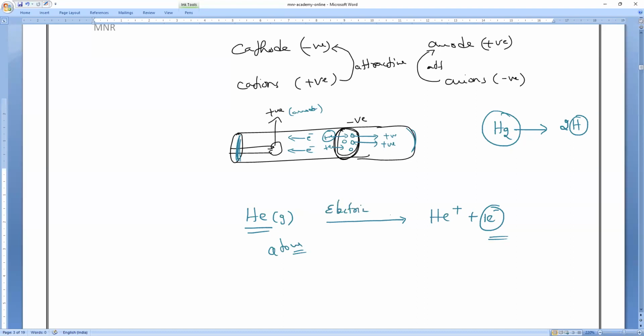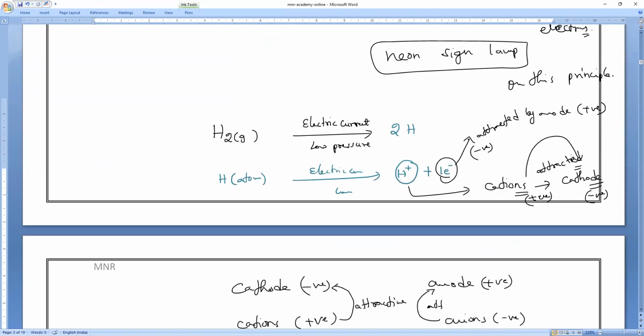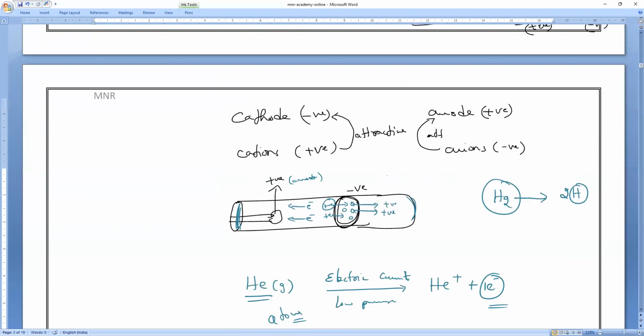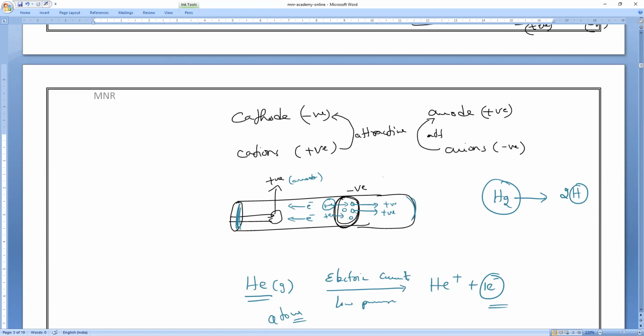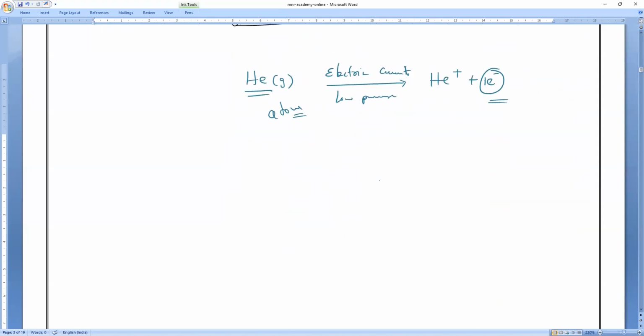So neon lamps, neon is also a noble gas. So if you take noble gases, you directly get cations and electrons. If you take a normal gas, two steps will take place. First, they will break into atoms. Further, they will start separating the electrons. I hope you are all clear. Anyone having any doubt, you can ask me. So till here you finish it. This is how and why the cathode rays and anode rays are produced.